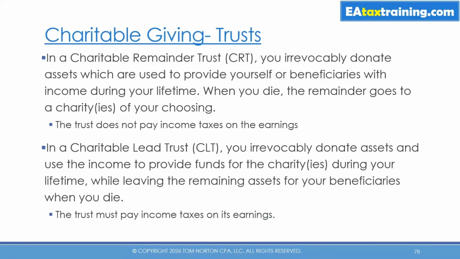The other type of trust is called a charitable lead trust, and this is kind of the opposite of the charitable remainder trust. Here, you donate the assets to the trust, but instead of the income coming to you, the income goes to the charity of your choice. So you put those stocks in while you are alive, the charity gets all the dividends from those stocks.